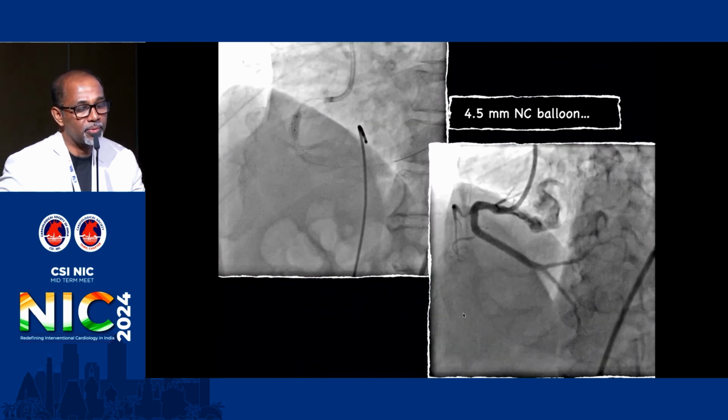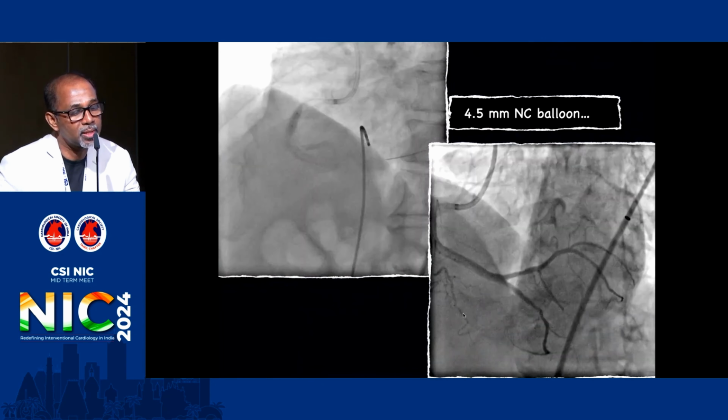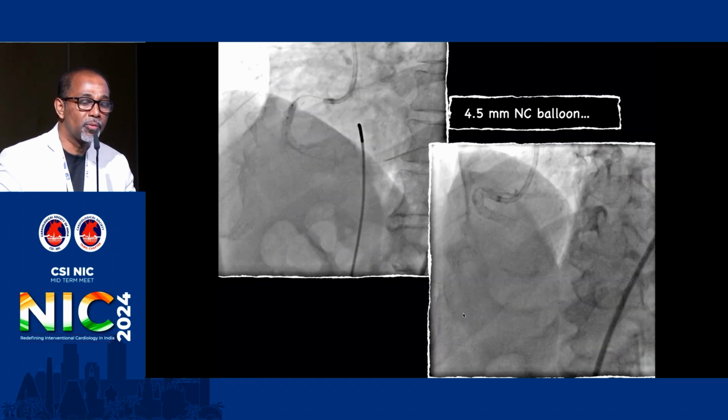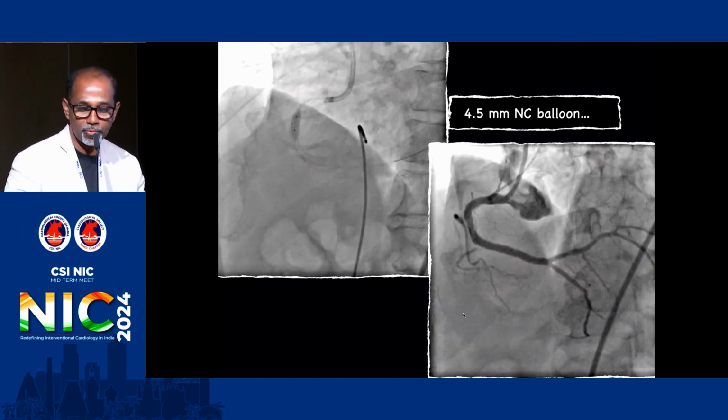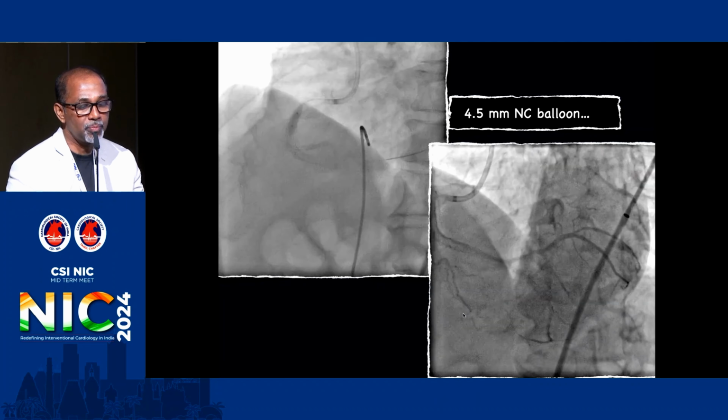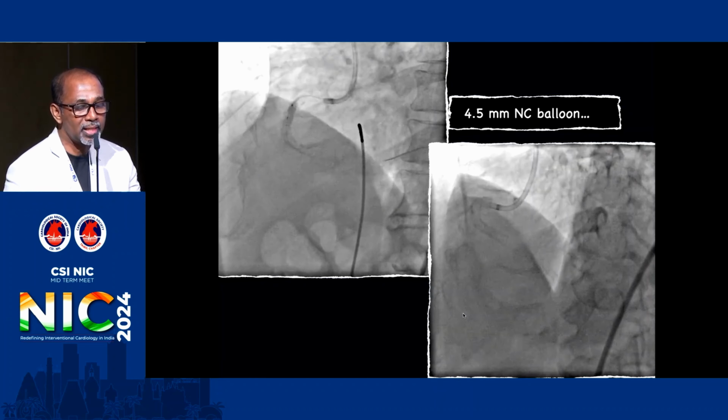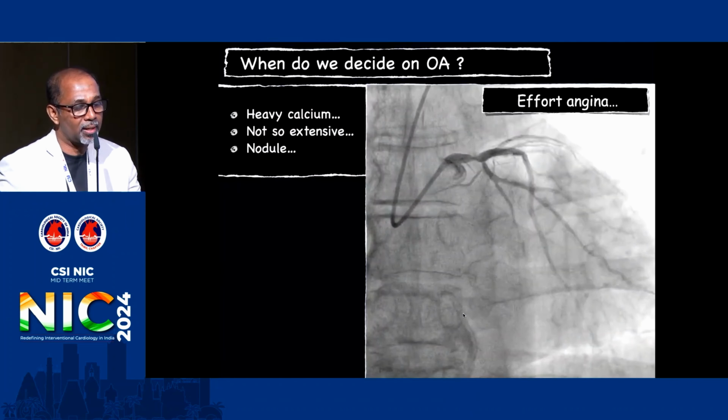And so, because of this sort of malposition and under-expansion, we decided that we'll go with a 4.5 millimeter balloon. And finally, with a 4.5 millimeter balloon, we were able to achieve a good flow. The stent was well expanded, and he did well after that.